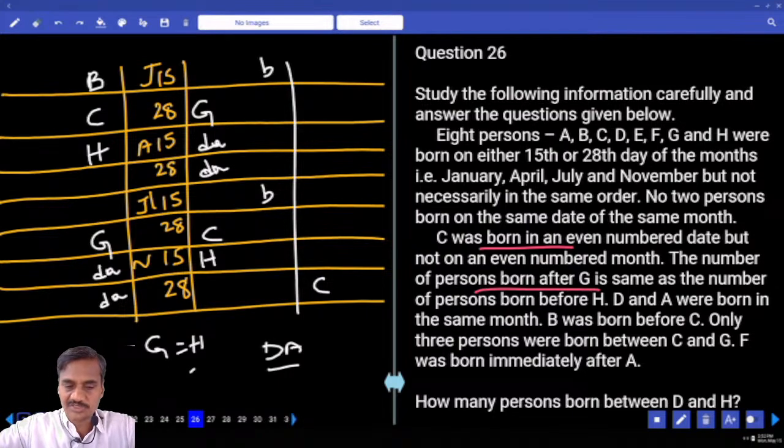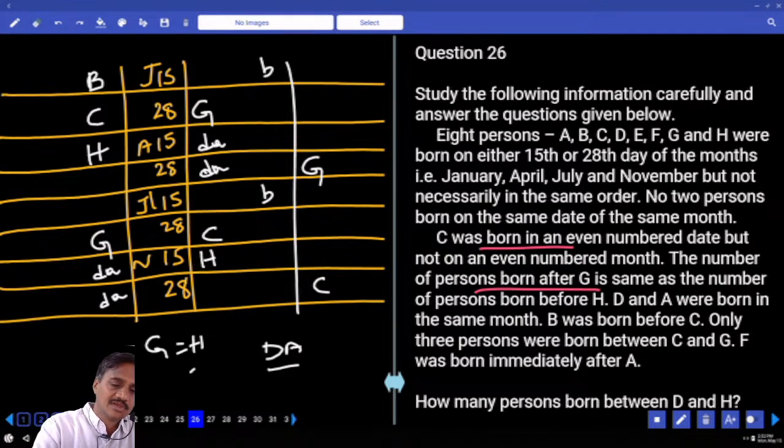And only 3 persons between C and G. Now in between C and G there must be exactly 3 people. Now G is here. And F was born immediately after A. Now this case is not possible. F was born immediately after A, and A cannot be here as well.